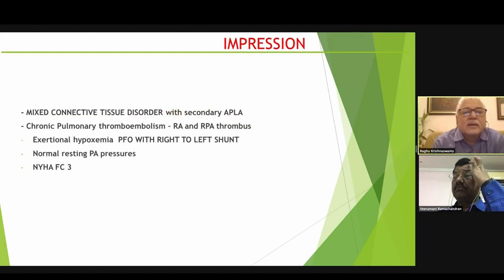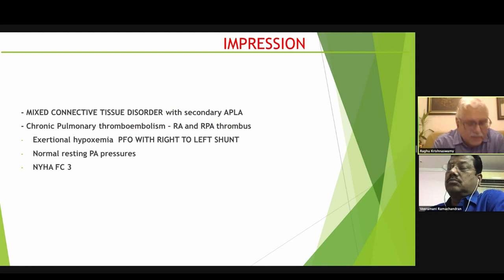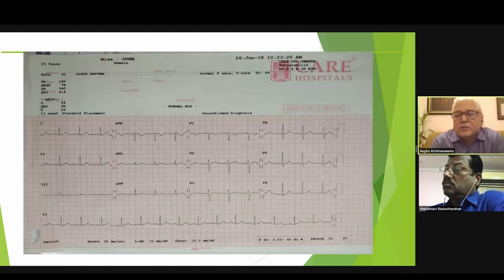I'll just go directly. So the impression was a mixed connective tissue disorder with secondary APLA and a chronic pulmonary thromboembolism, with RA and RPA thrombus. She had exertional hypoxemia. The TEE showed a PFO with a right to left shunt, but she had normal resting PA pressures. Now, this was the ECG.